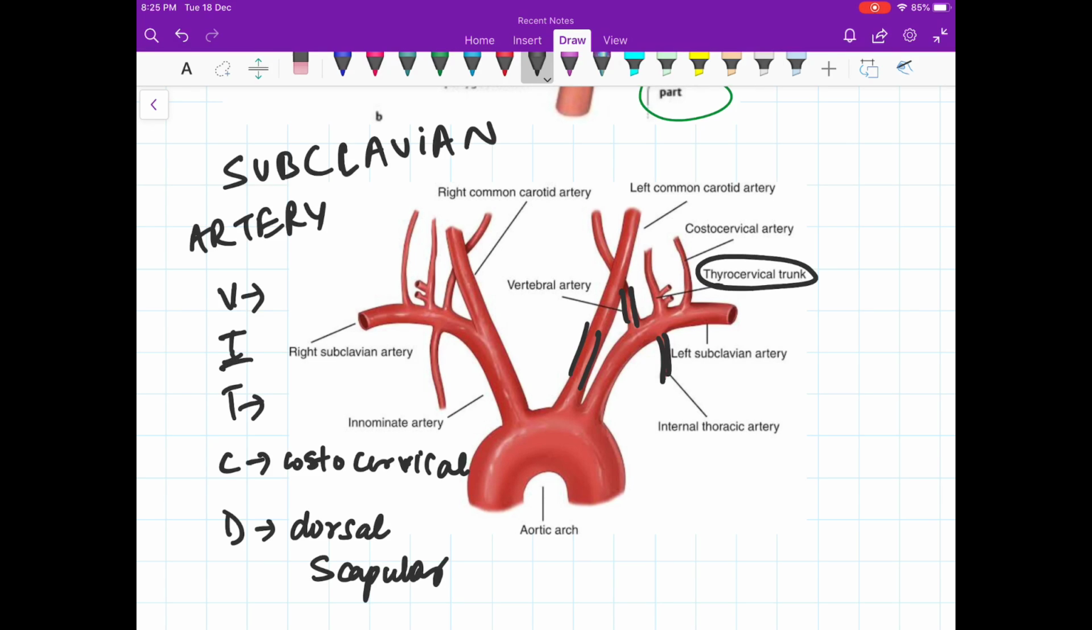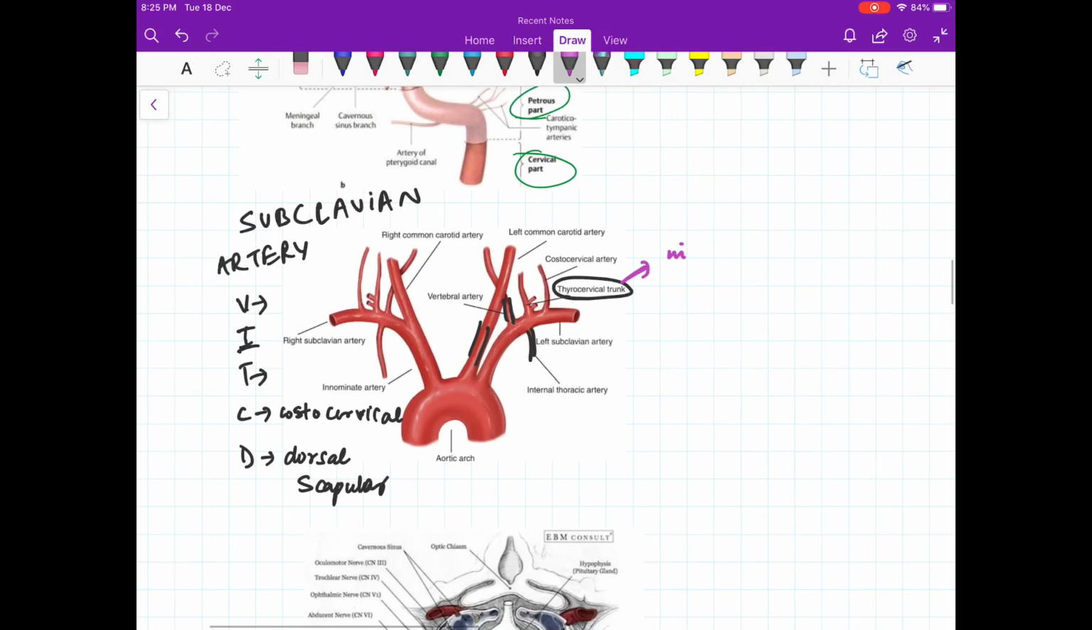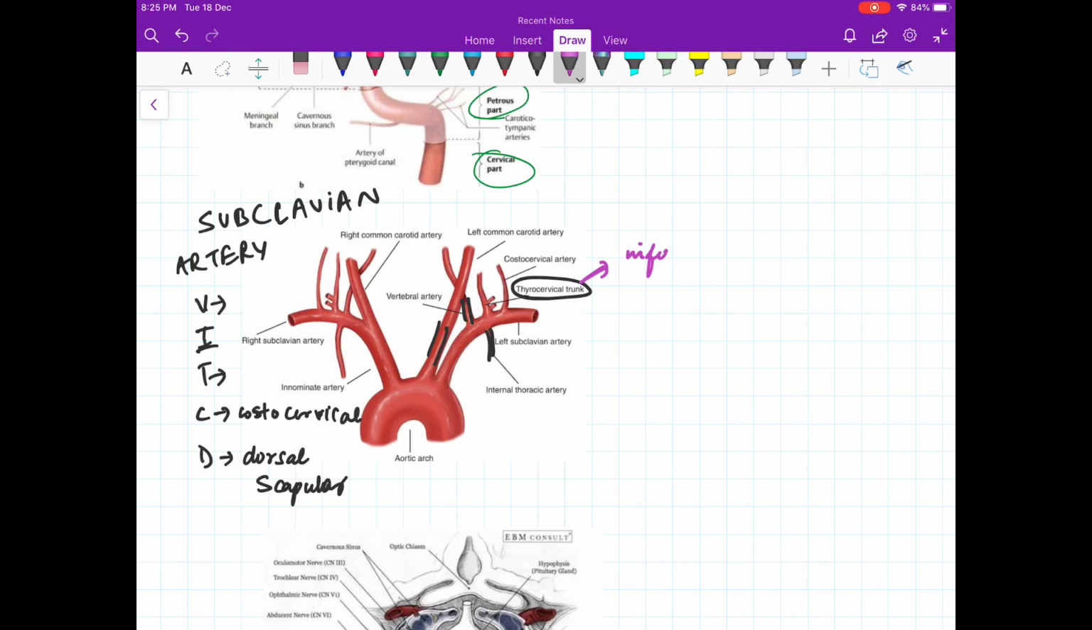So the further branches of thyrocervical trunk are, as you see, thyro means thyroid. It will be supplying one artery to thyroid, and it is inferior thyroid artery.